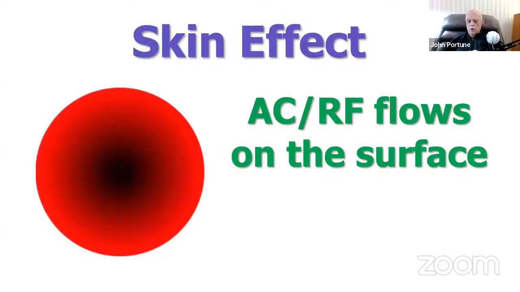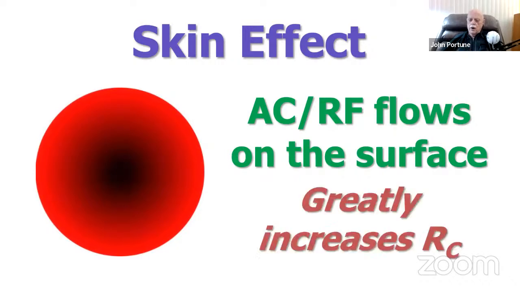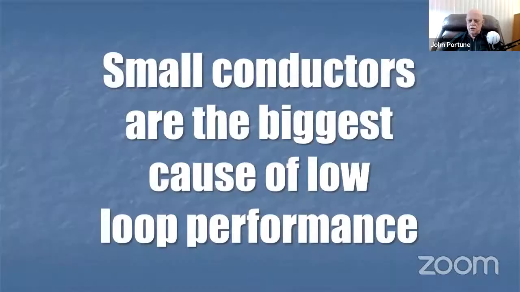And why do we need all of this? It has to do with skin effect. Skin effect, as we know, is the fact that the current only flows on the outside of a conductor. And this greatly increases the conductor resistance and greatly lowers the efficiency. That's why mag loops need big conductors. So small conductors are the biggest cause of low loop performance. If you're going to build a loop or you're going to buy one, don't buy one with small conductors. 3/4 inch diameter conductors on a 3 or 4 foot loop is too small.